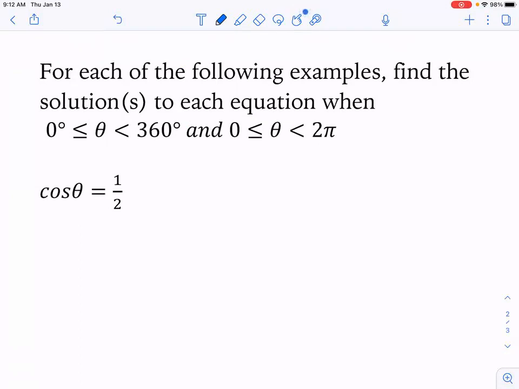So hold on. Okay. So this right here is me asking you, in one rotation of the unit circle, where is the cosine equal to 1/2? So let's first focus on our degree measurements. Let's also think about where the cosine is positive. The cosine is positive in two places, quadrant 1 and quadrant 4.